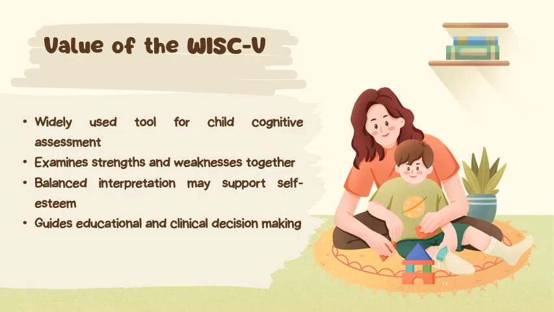The WISC-5 is one of the most widely used tools for assessing children's cognitive functioning. One of its strengths is that it looks at both the strengths and the weaknesses rather than focusing on the deficits. When results are interpreted carefully, they can help increase understanding of how a child learns, and may even build up the child's self-esteem. By talking about strengths, the WISC-5 can guide decisions about diagnosis, educational planning, and appropriate interventions.